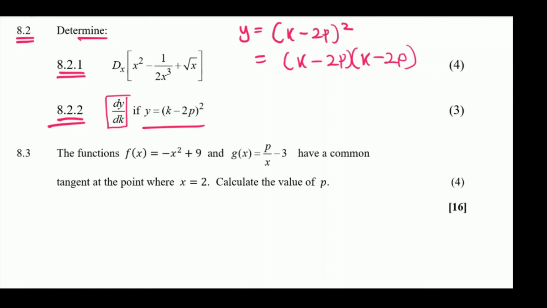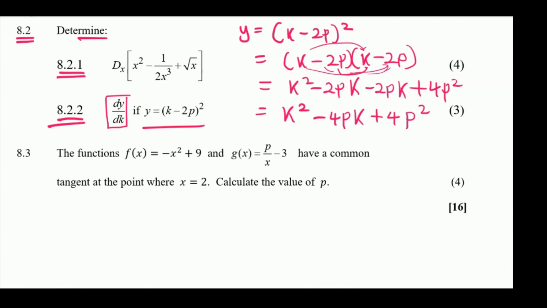So k multiplied by k is k squared, k multiplied by minus 2p is minus 2pk, and minus 2p also multiplied by k, so it's minus 2pk, and then minus 2p multiplied by minus 2p is plus 4p squared. So to write this nicely, we have k squared minus 4pk plus 4p squared. So this is y is equal to k squared minus 4pk plus 4p squared.